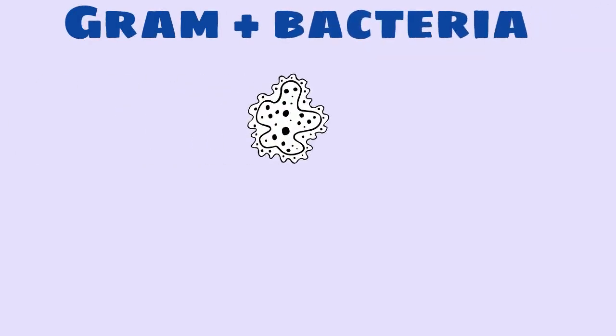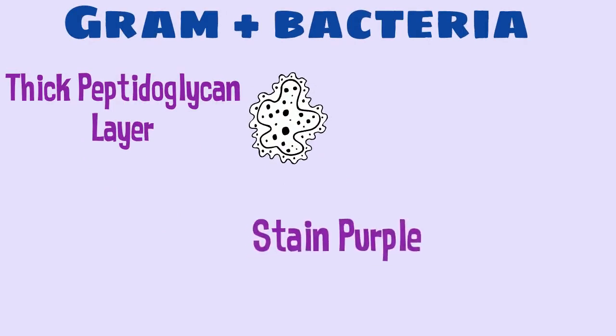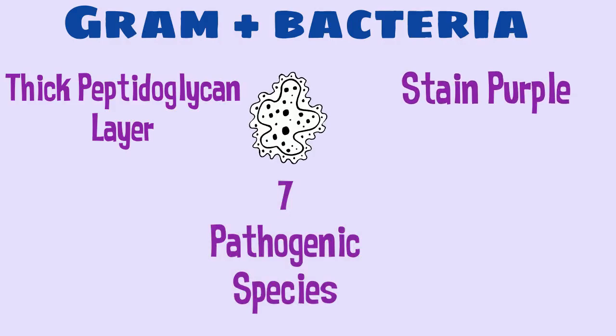Gram-positive bacteria have a thick peptidoglycan cell wall, which when stained with crystal violet absorbs quite a bit of stain, giving a purple appearance when looking under the microscope. There are many gram-positive bacteria, however, we're only going to review the most common pathogenic species.